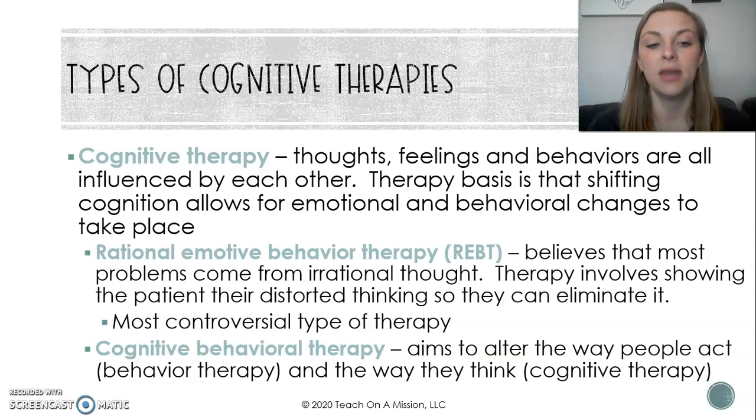Okay, the next is CBT, or cognitive behavioral therapy. This is aiming to change the way people act and the way they think. So combining behavior and cognitive into one, this is probably the most common. And it's changing the way you think about a certain behavior. Okay, so I feel really anxious when I'm doing this behavior. I'm going to stop that behavior and see how I feel.